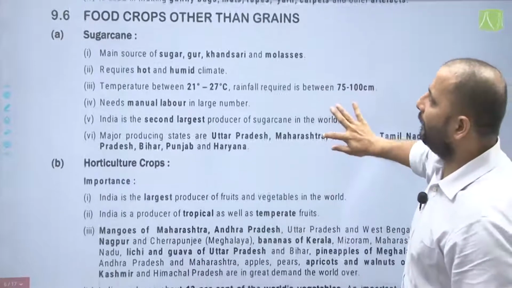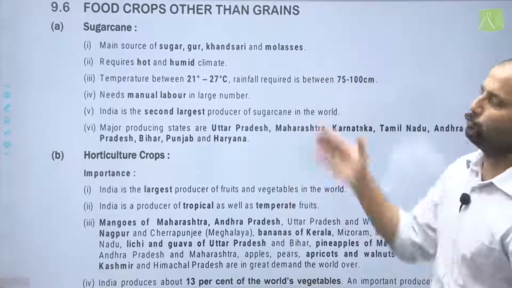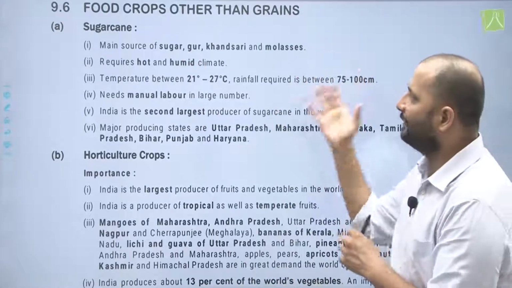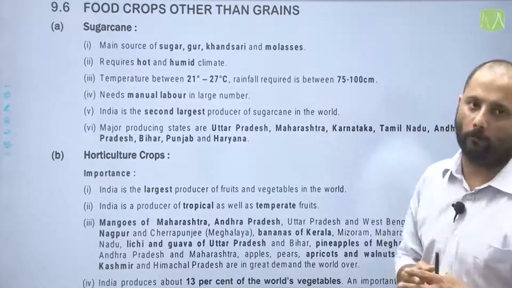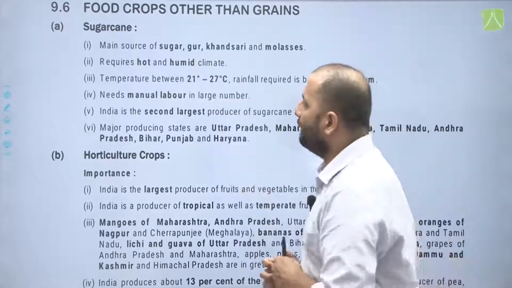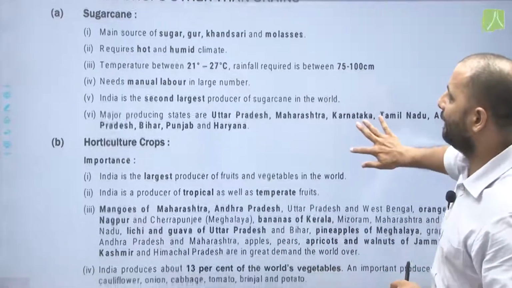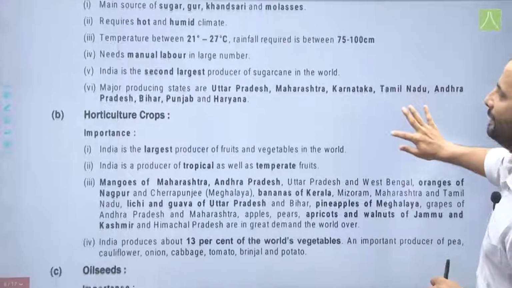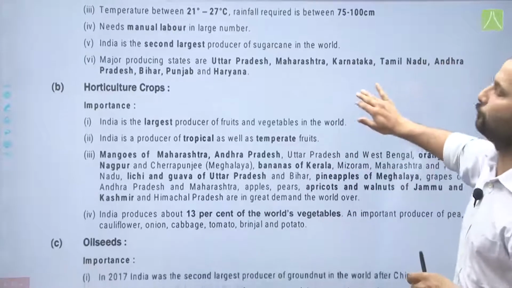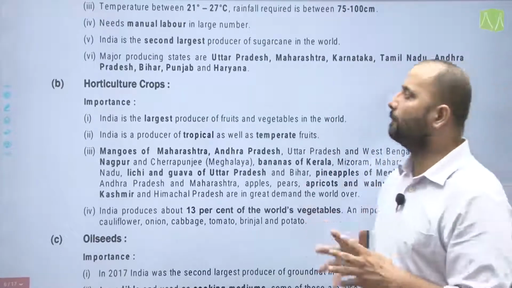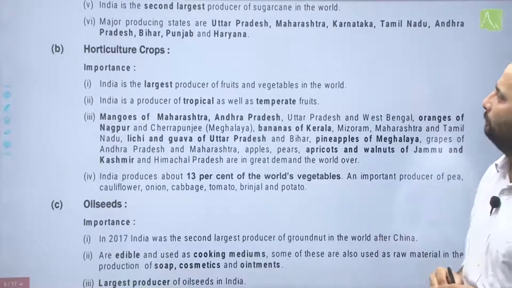Next are food crops other than grains. The first one is sugarcane, the main source of sugar, gud, khansari and molasses. These are the different forms which we obtain when making sugar. It requires a hot and humid climate, temperature between 21 to 27 degrees Celsius, and rainfall between 75 to 100 centimeter. It needs a lot of manual labor in large numbers, and India is the second largest producer of sugarcane in the world. Major producing states are Uttar Pradesh, Maharashtra, Karnataka and Tamil Nadu.